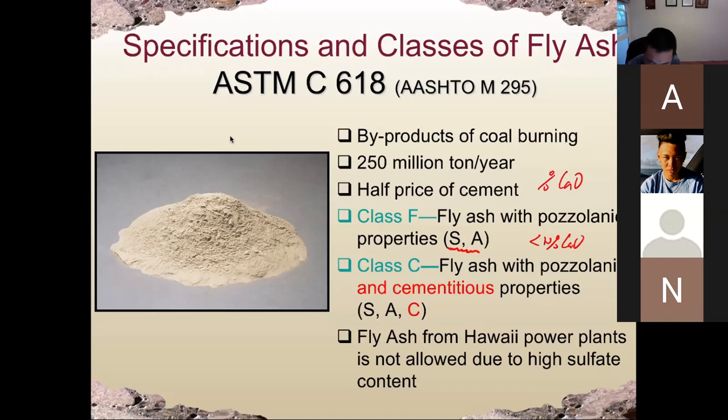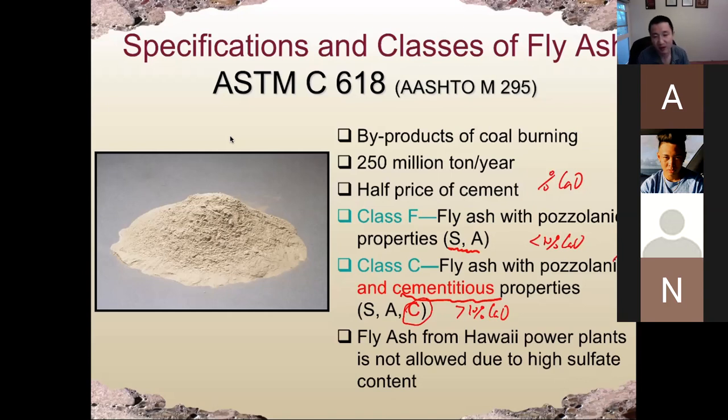If the calcium oxide percentage is more than 10%, we call that class C fly ash. Okay, so class C fly ash has both pozzolanic properties and cementitious properties because the calcium percentage is higher, which means class C fly ash may form CSH by itself. Okay, so this is the difference between class F and class C fly ash.